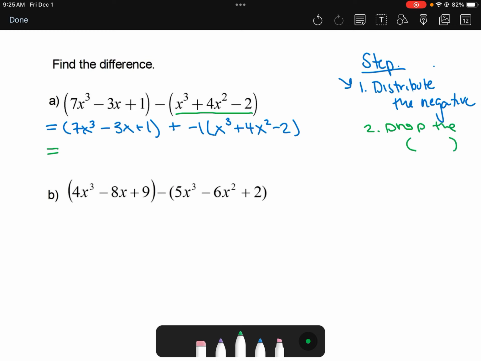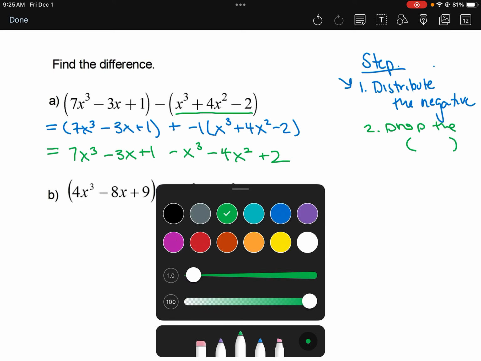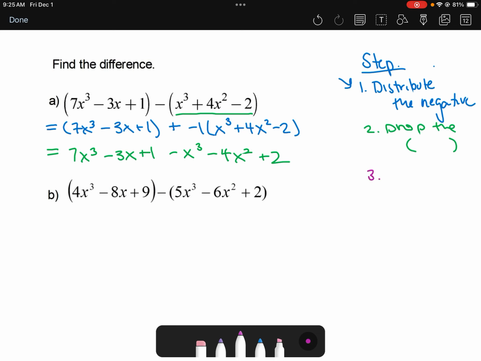Now we're very similar to what we did with the addition. So I have 7x cubed minus 3x plus 1. And again, I'm distributing this negative here. So this is positive, now it's negative. And that one's negative, so now it's positive. That's just because I'm taking a negative times a positive or a negative times a negative. And then the last step, which is identical to the addition, is now we want to combine our like terms.